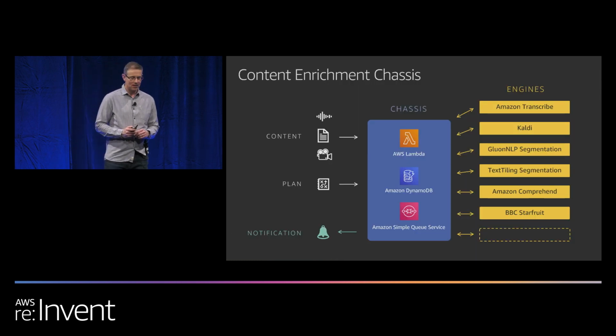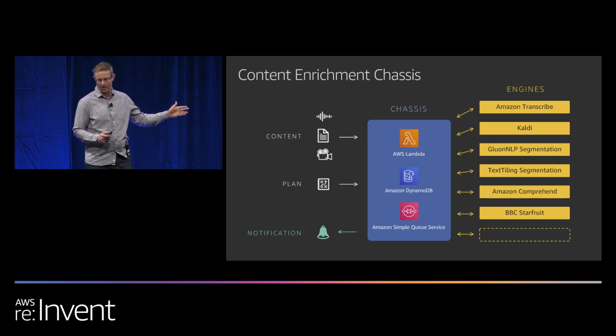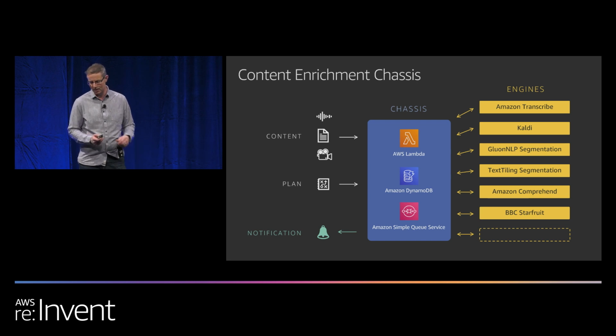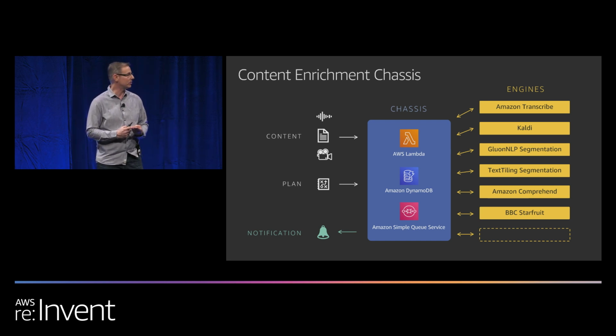So to generate this better metadata, we've developed a content enrichment chassis. On the left-hand side, a client can upload content, so that could be audio from a radio program, text content, or a video file, along with a plan, which is just a simple JSON document that gives instructions on which engines we want to analyze the content with. The chassis will take care of batching, so you can put batches of tens of thousands of documents through, as well as queuing and notification of success or failure back to the client.